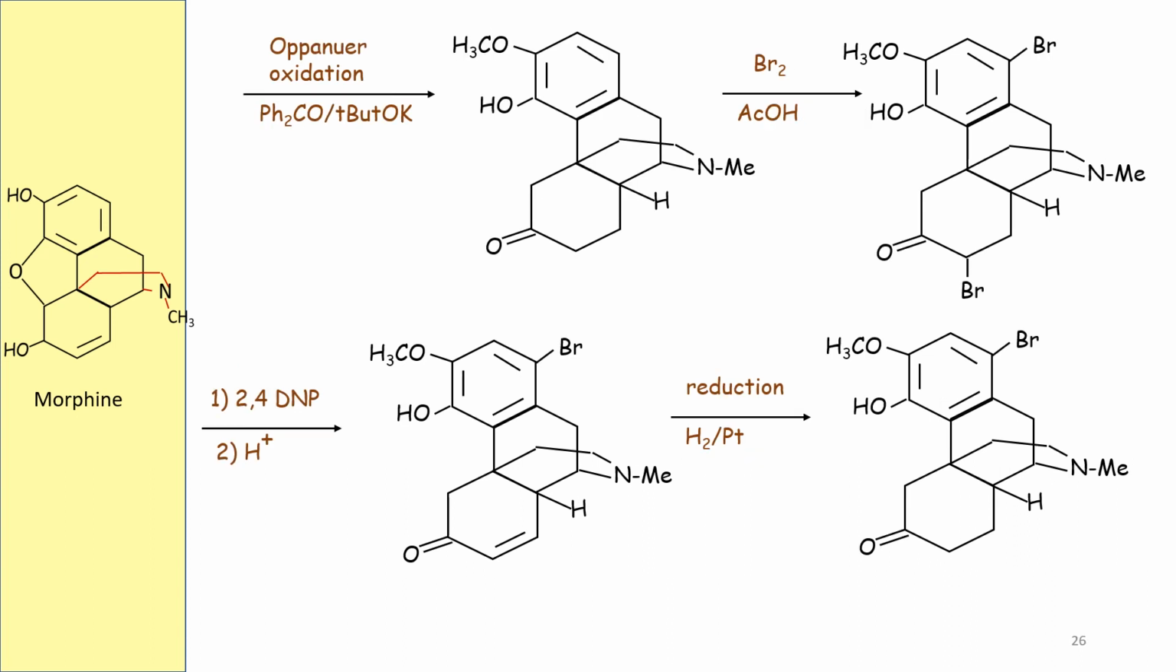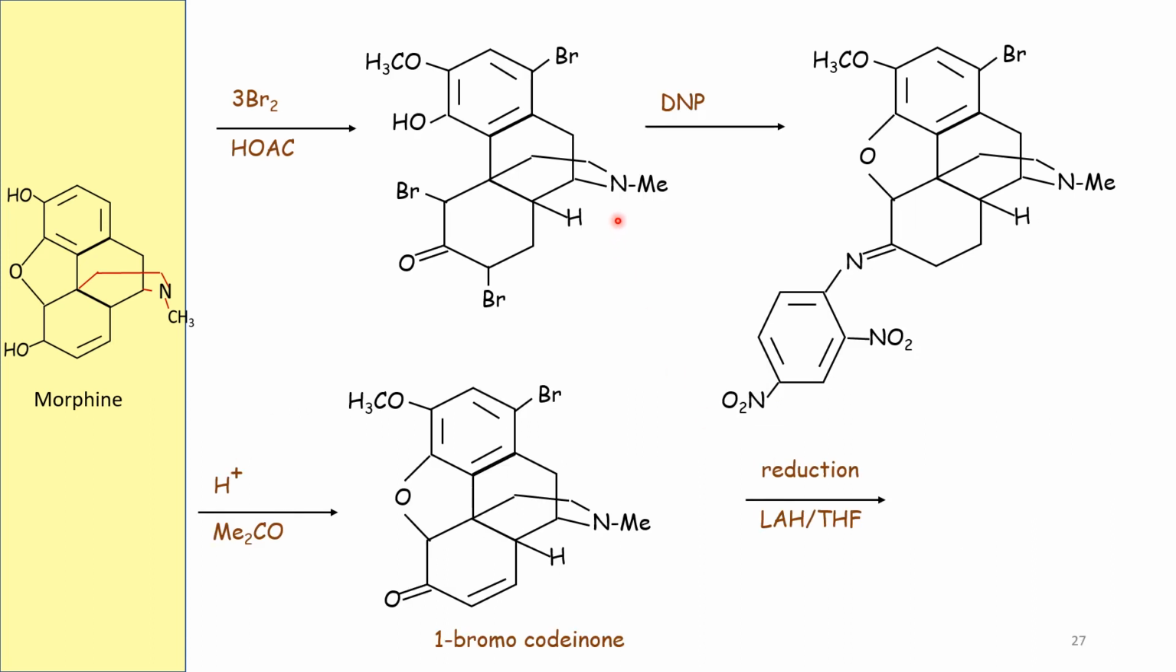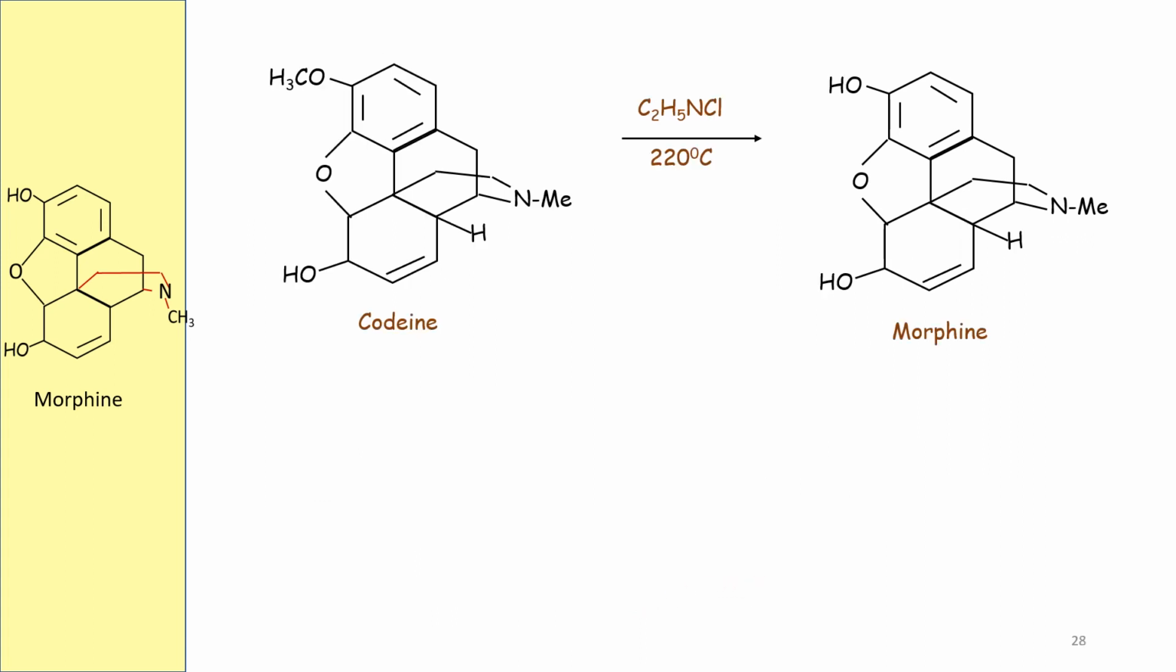Look carefully. Then Oppenauer oxidation followed by bromination, then treated with 2,4-DNP. After that there is a reduction, bromination, again it is treated with 2,4-DNP. We get one bromocodeinone, reduction, then we get codeine, and then we get the morphine. These are the steps of the synthesis of morphine.